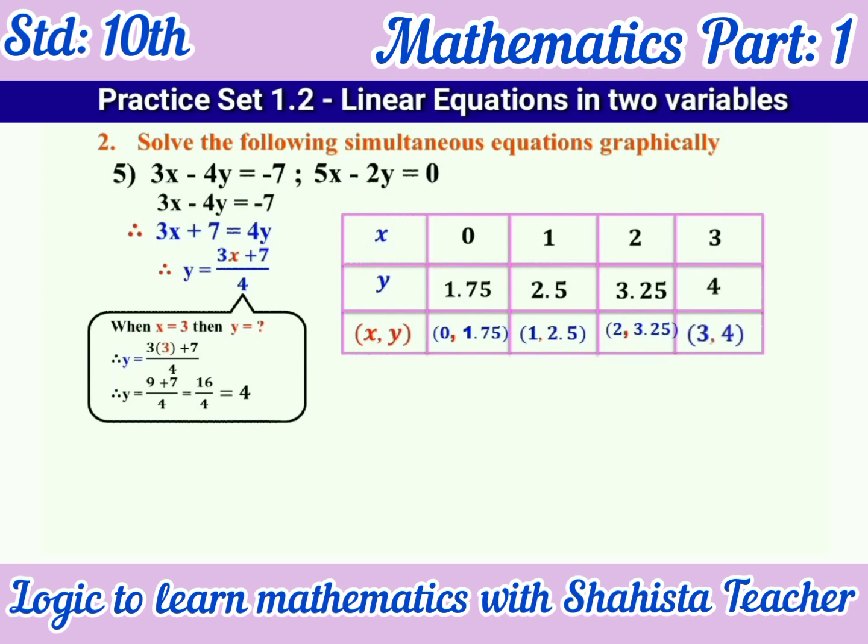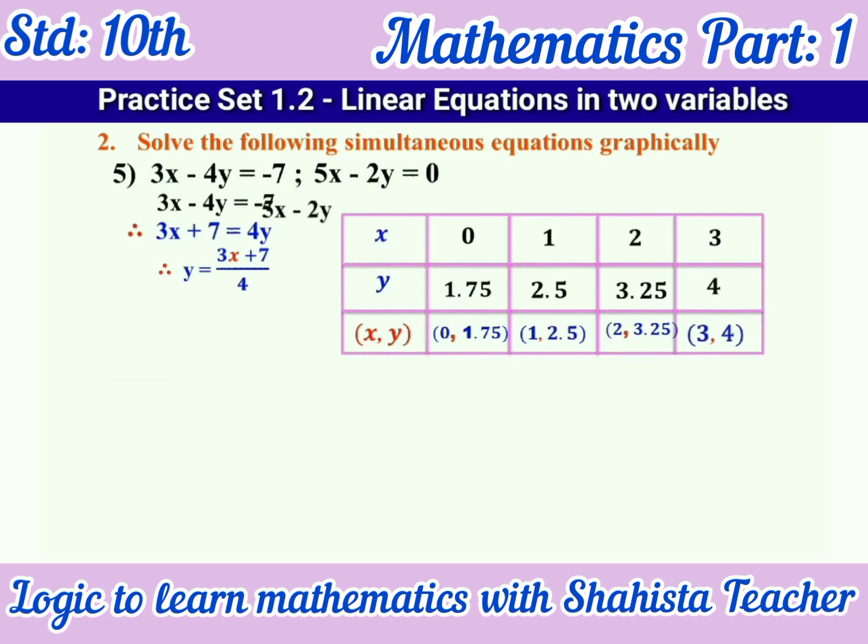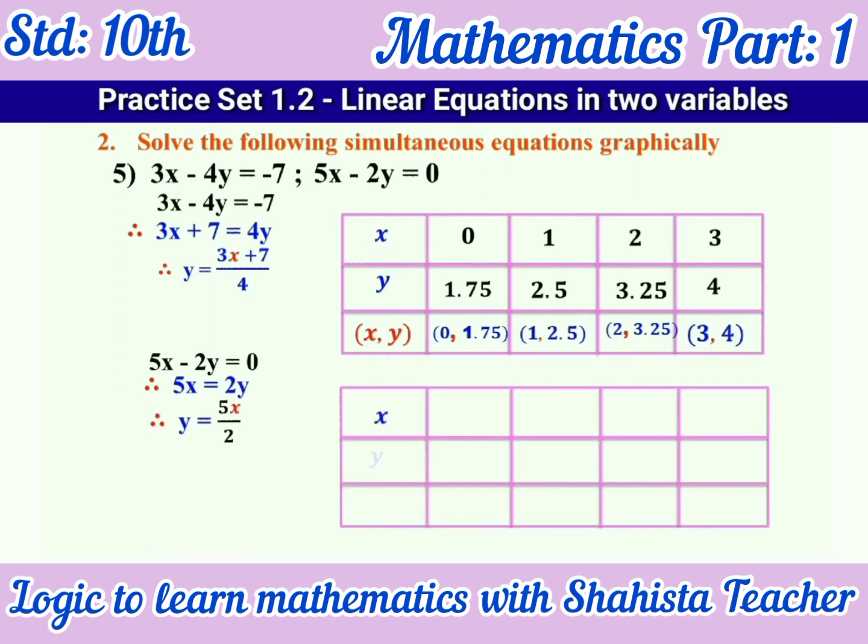Now similarly we will solve the second equation. So the second simultaneous equation is 5x minus 2y is equal to 0. Here again, 5x minus 2y is equal to 0. So 5x is equal to 2y. This minus 2 shifts from left to right, it will become positive. So y is equal to 5x upon 2.